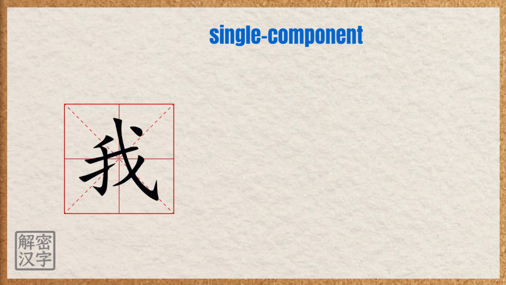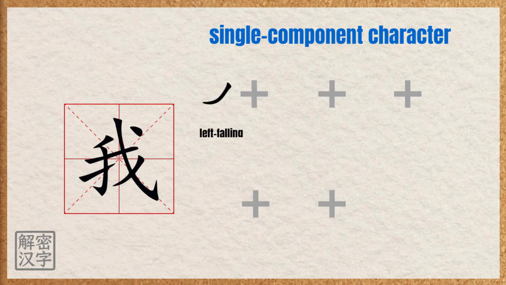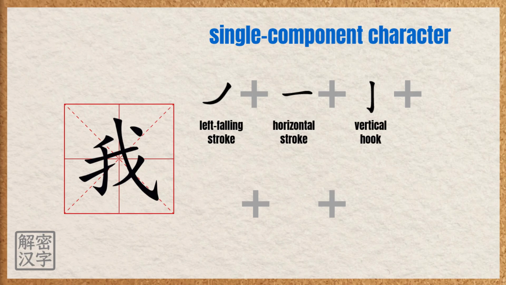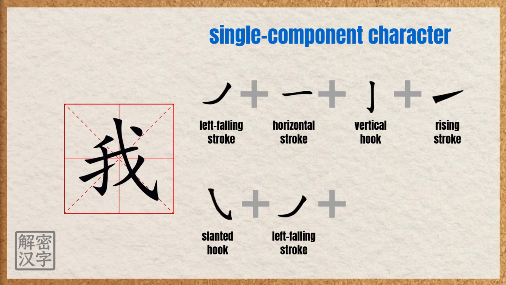Now let's practice reading. 我. The character 我 is a single component character with 7 strokes: a left falling stroke, a horizontal stroke, a vertical hook, a rising stroke, a slanted hook, another left falling stroke, and a dot.